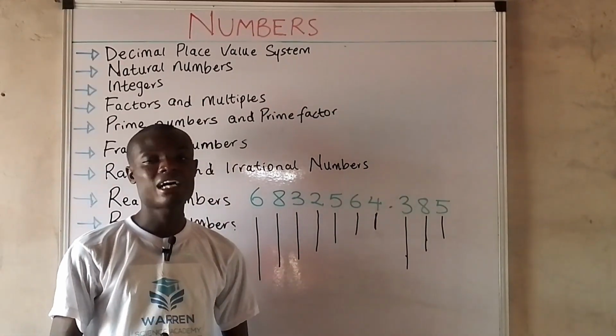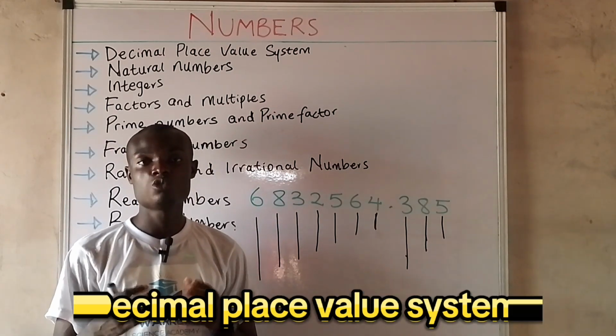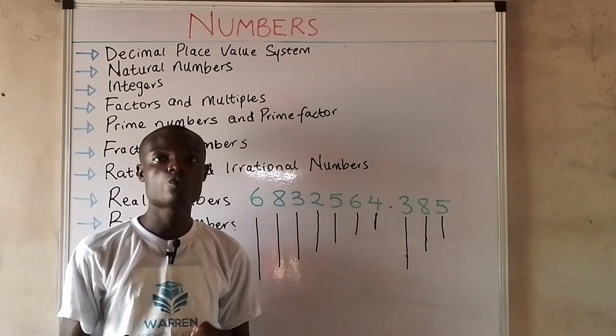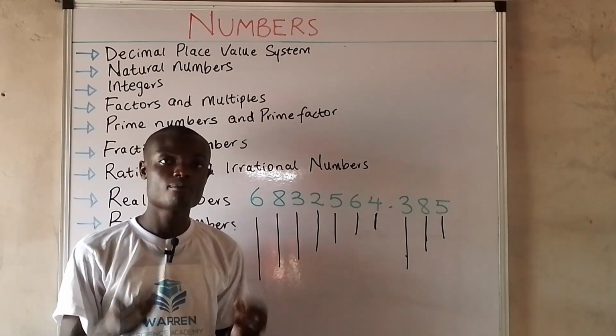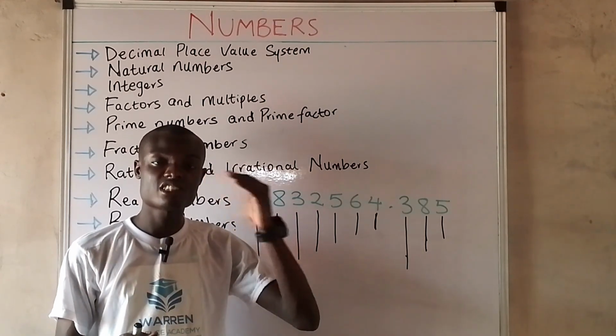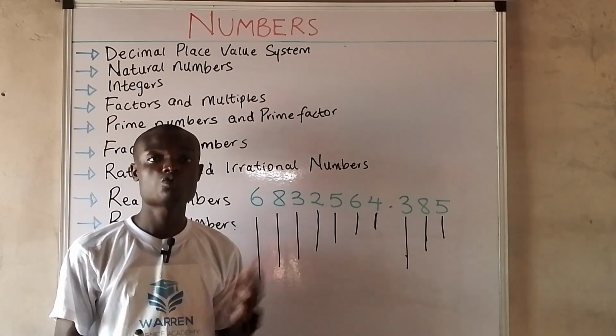So we move on to look at the first subtopic, which is the decimal place value system. In a family, everyone has a particular role or a place in that family. We have the father, mother, and the children. Even among the children, we have the first child, second, third, down to the last child. So it is with numbers.